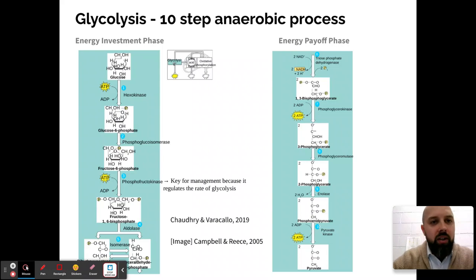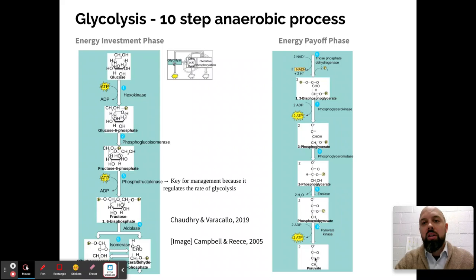So the first thing I need to go through is glycolysis, which is a 10-step reaction, and this is an anaerobic process, which means it does not require oxygen. This is the first step of cellular respiration. So depending on whether oxygen is present or not, it will impact where this pyruvate ends up.